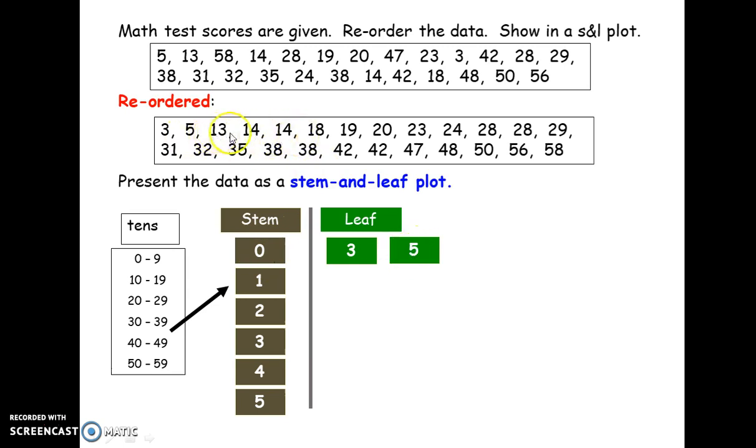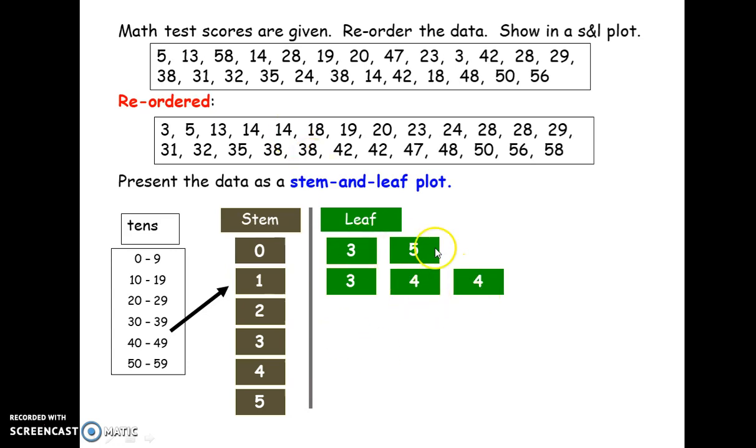Then we're in the tens, so we're going to jump to here in the tens, and our first one is going to be 3 because we have 13. So here's 13. Next one, 14. Then we have 14 again. So what do we do? Do we put it here or do we skip it because we already have 14? Well, the answer is put it there.